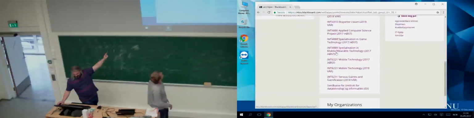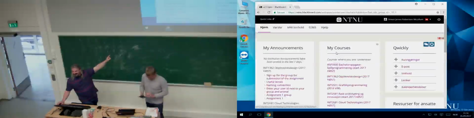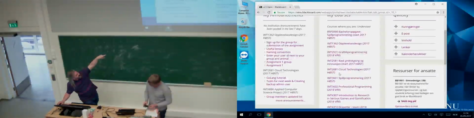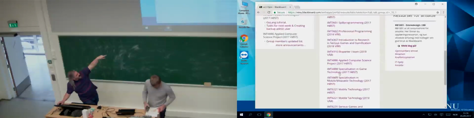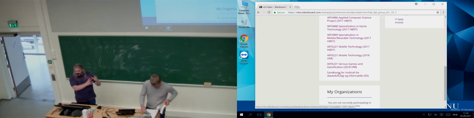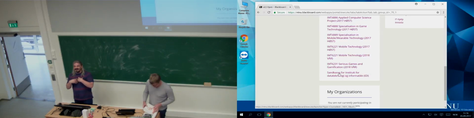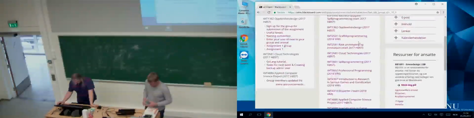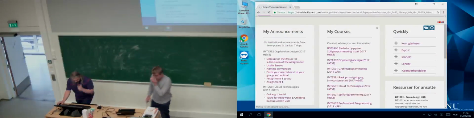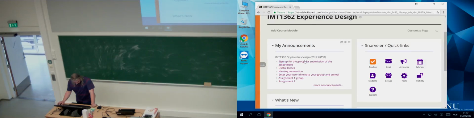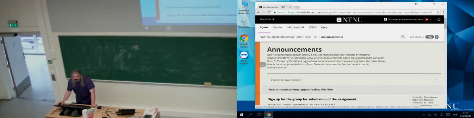List of courses I have to scroll. I take it you don't have quite as long a list under your courses as I have of all the courses that I'm involved in. So unfortunately I've got lots of courses, so anytime you contact me you need to say which course you're talking about, right? Because I've got too many courses to work out where you're from. But I put up an announcement, hopefully some of you saw it, to sign up to a group for submission.